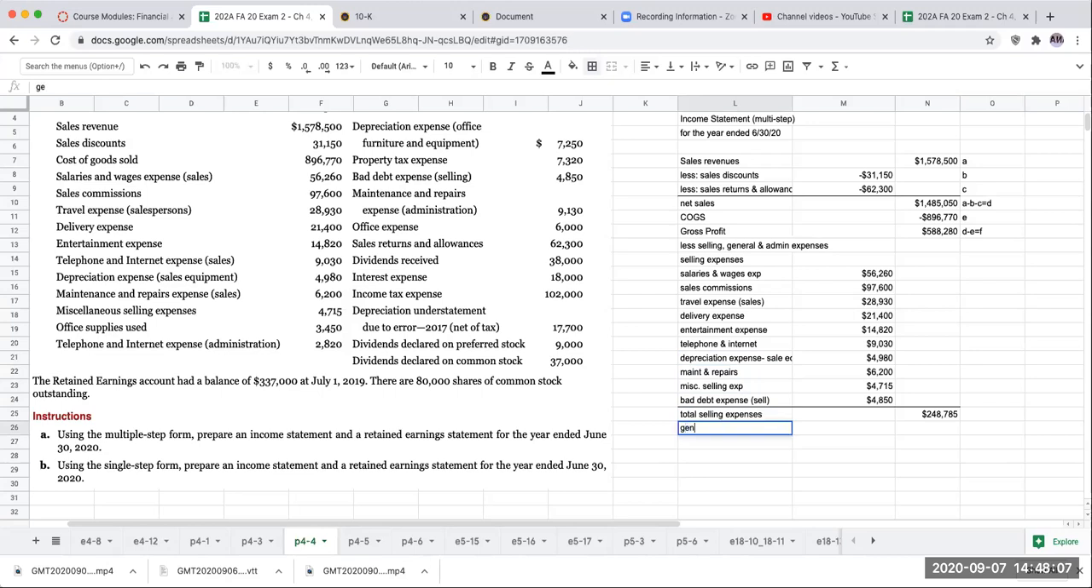Okay, so my general and administrative expenses. Or you can just call it administrative. I would accept either. Okay, so let's go through here. Delivery, we've dealt with. Office supplies used, $3,450. Telephone and internet.